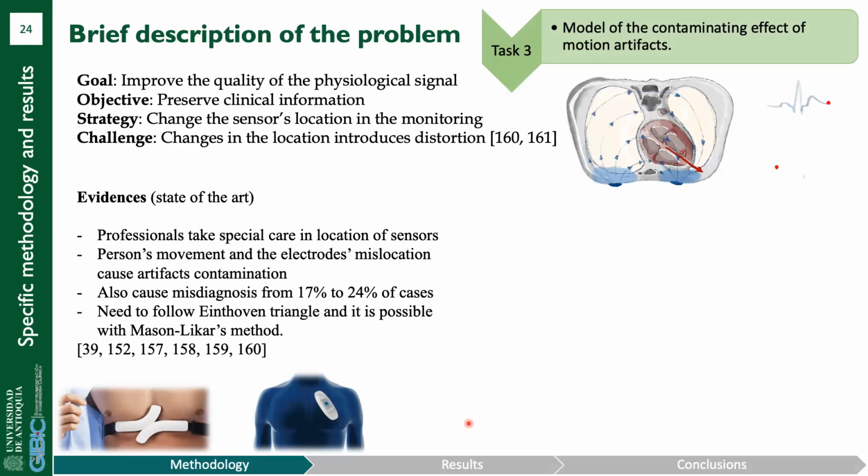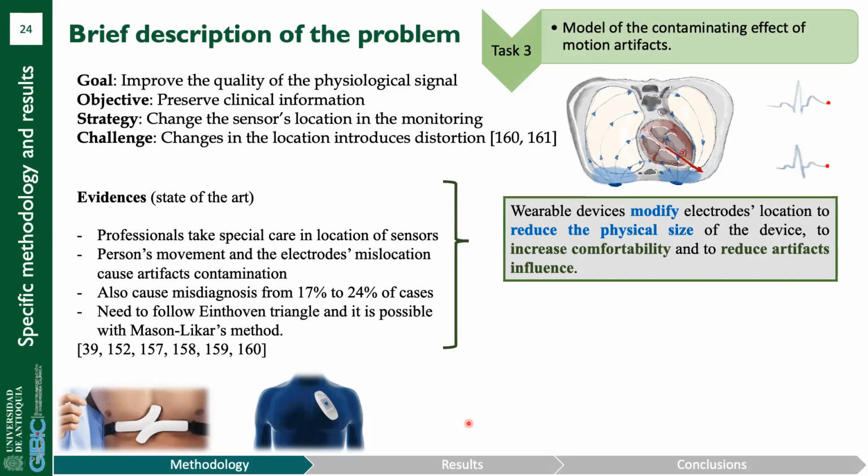The person's movement and the electrode location cause artifact contamination and also cause misdiagnosis in 17% to 24% of the cases. Then it's necessary to follow the Einthoven triangle or the Mason-Likar distribution in the use of the electrodes in the ECG recording.